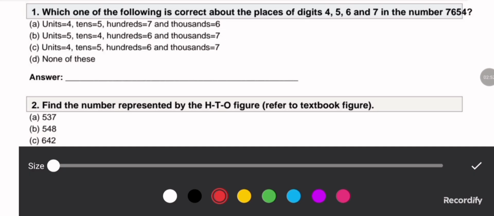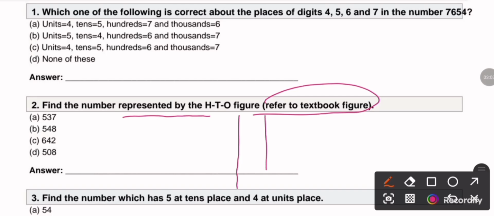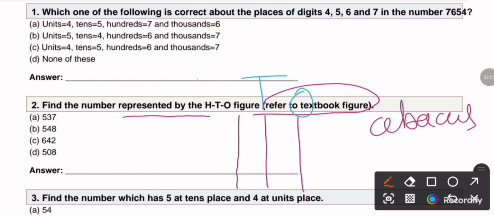Question number 2. In this question we have to find the number represented by the hundreds, tens, ones, but the figure is not here. So let me draw the picture of an abacus. Let me put the weights, because with the help of weights we can make a number by counting these weights. This is 1's place, this is 10's place, this is 100's place. Start from right hand side to left hand side.